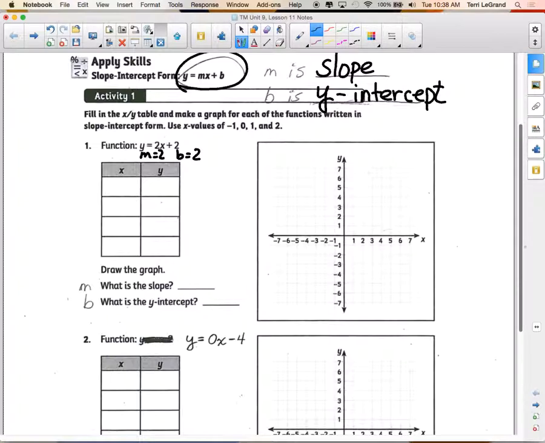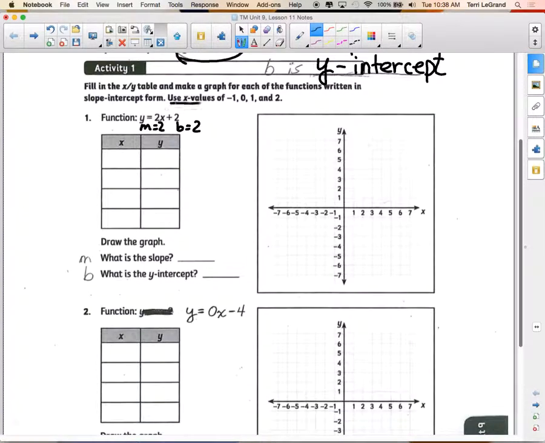We're going to fill in our table. It says right here, use x values. Will you underline those? Use x values of -1, 0, 1, and 2. So they picked the input values for us, and we're going to show work getting them. We're going to do the top 2 on this side, and the bottom 2 over on that side.